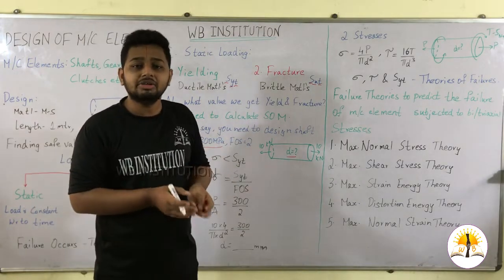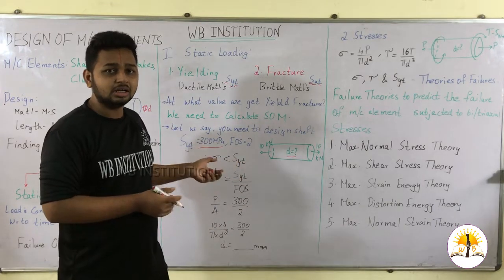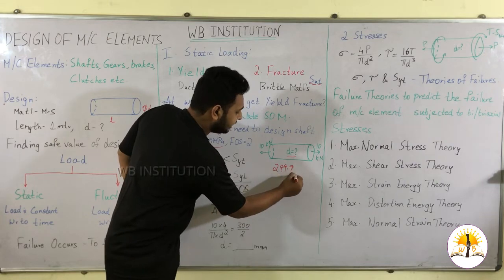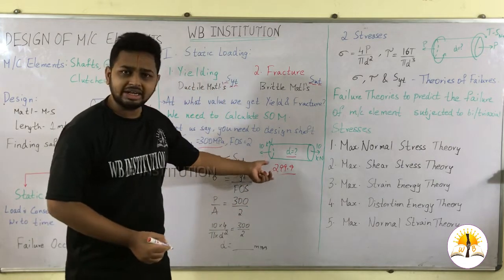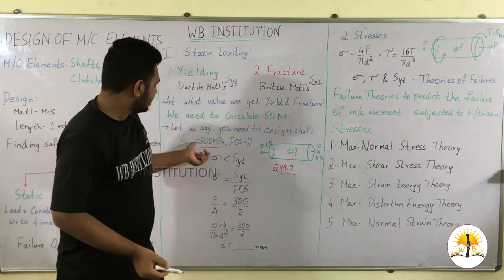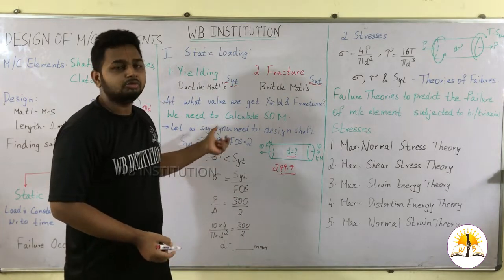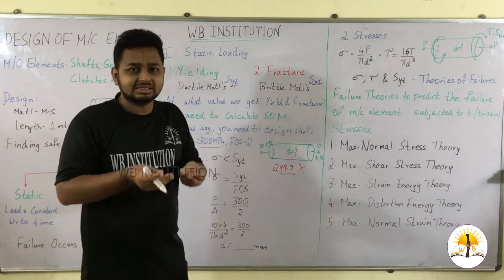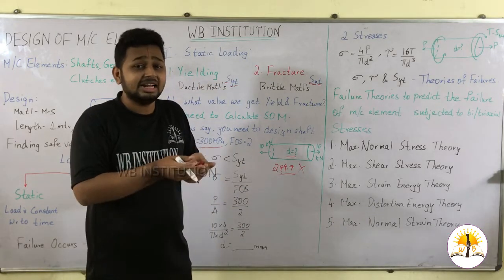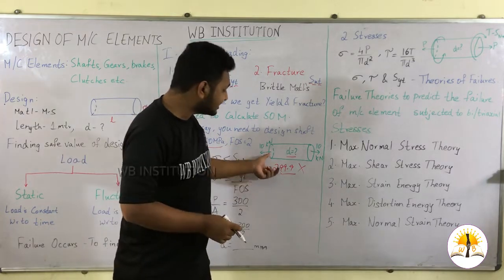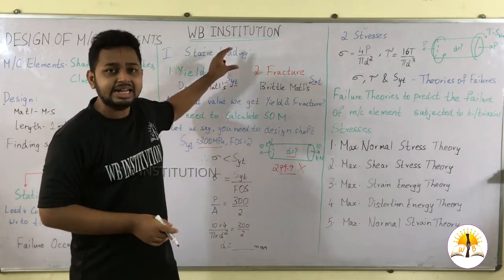At what value will we give less than 300 megapascal? We can give 299.9 also. So is it correct to give 299.9 megapascal? That is also less than the given yield point, but we should not give this value. Why? Because even if a small change occurs in the machine element, the stresses will increase. If the stresses increase, then yielding occurs.